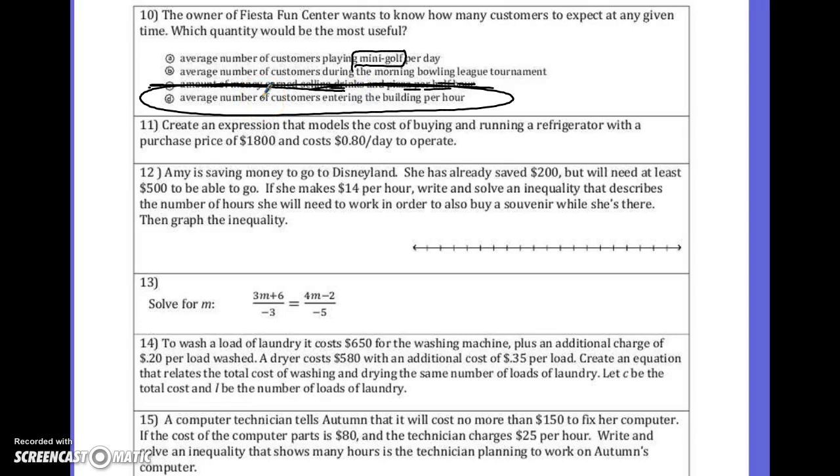Next one, create an expression that models the cost of buying and running a refrigerator. Purchase price of $1,800. I only have to pay that $1,800 one time. So keep that in mind. Also, it says expression. Expression is not an equation. There's no equal sign. So in this case, I can just start by writing 1,800. I have only one 1,800, so there's no variable next to it.